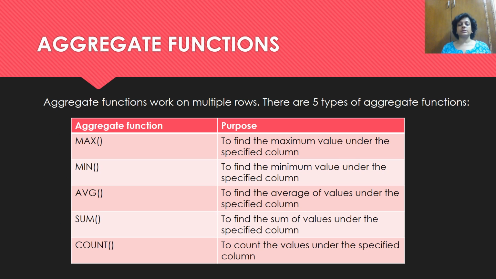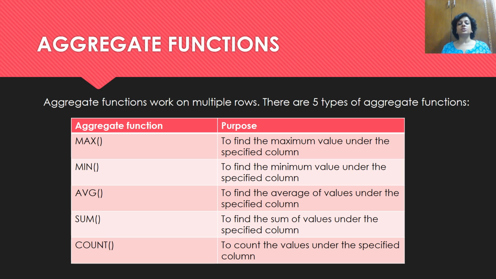Aggregate functions. Aggregate functions work on multiple rows. There are 5 types of aggregate functions. The first one is max. It is used to find the maximum value under the specified column.